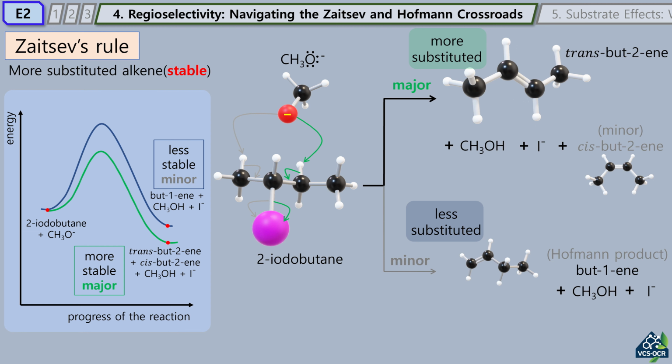The rationale is thermodynamic. Alkyl groups stabilize alkenes through hyperconjugation, and because the E2 transition state is often alkene-like, formation of the most stable alkene corresponds to the lowest energy transition state.